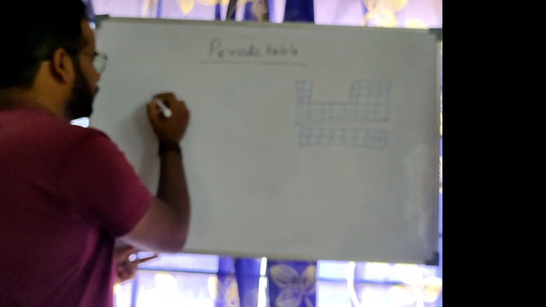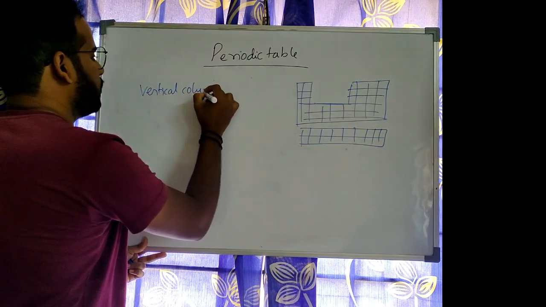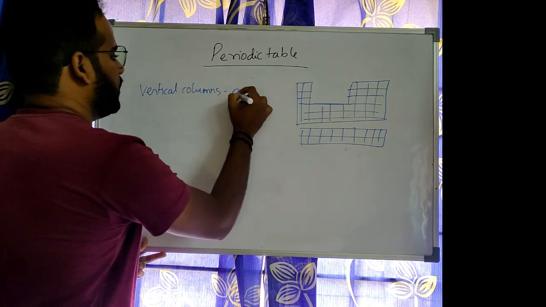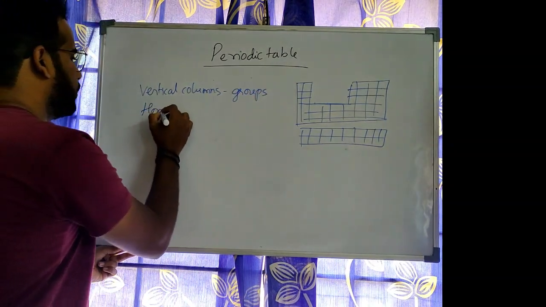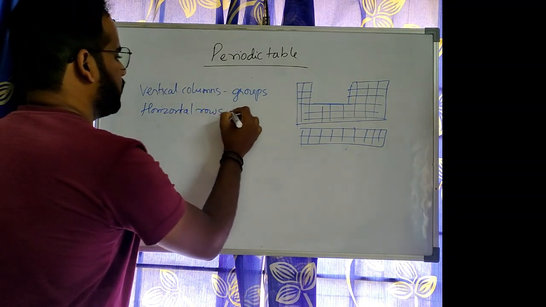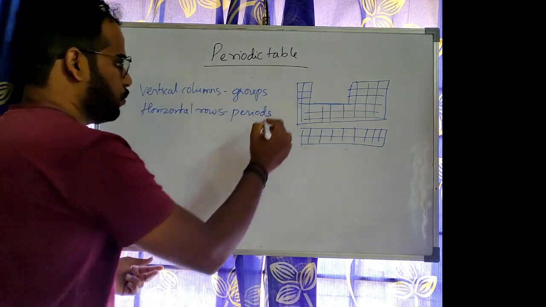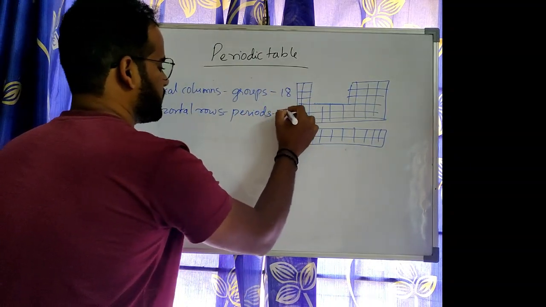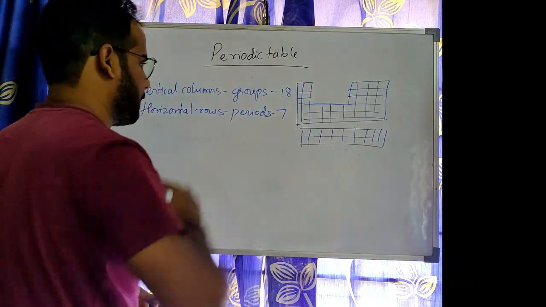Now what do you call vertical columns in the periodic table? You call them groups. What do you call horizontal rows in the periodic table? You call them periods. There are a total of 18 groups and 7 periods.